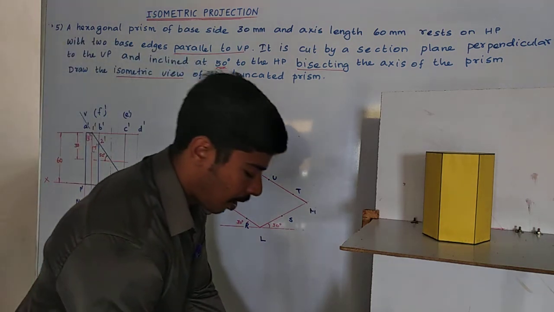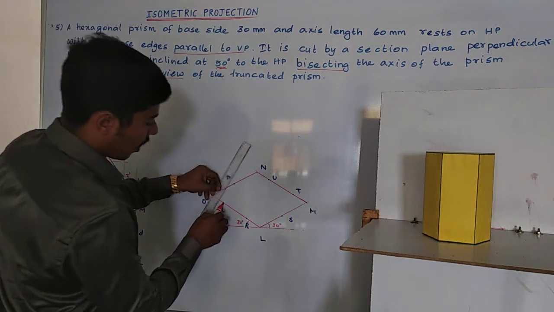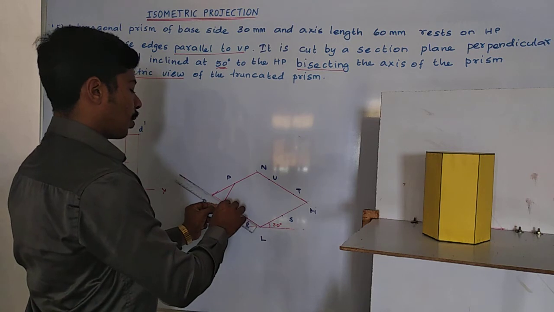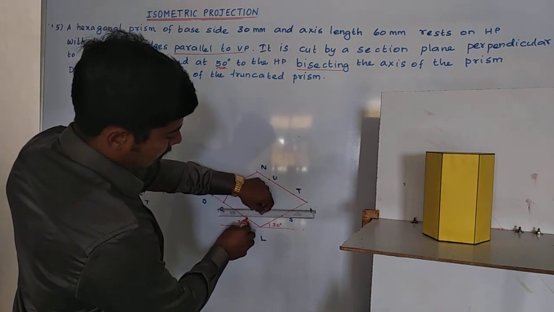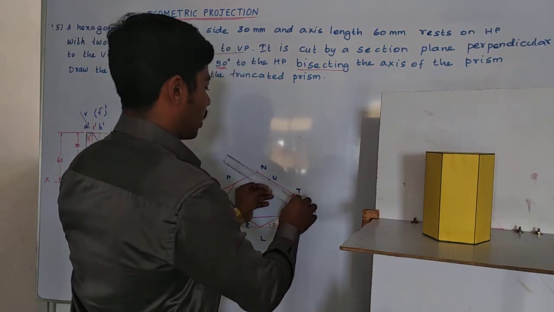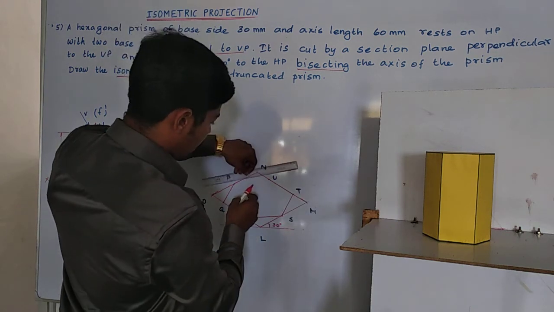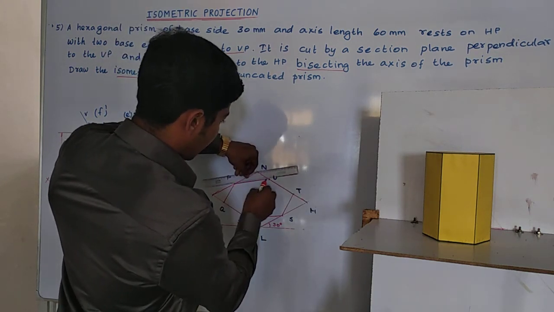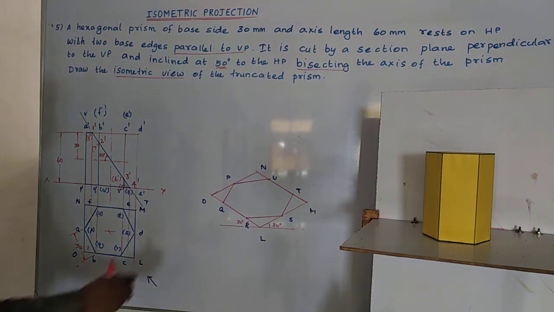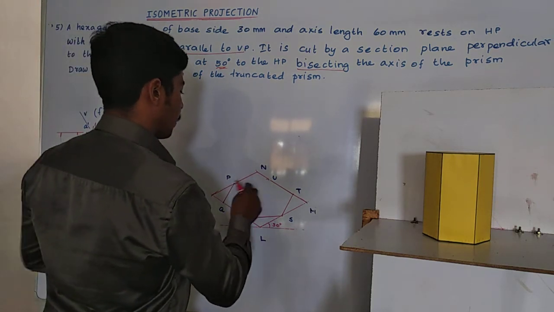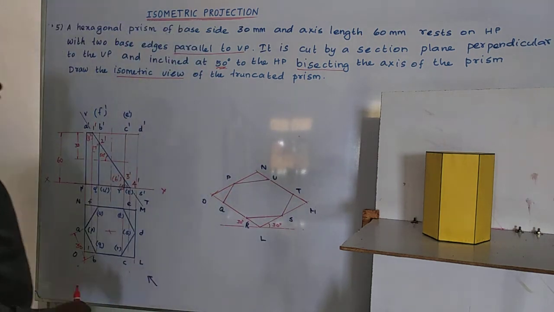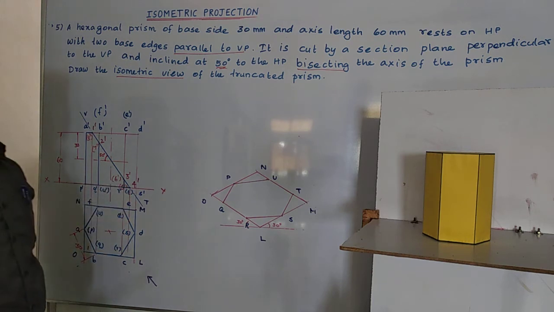So we got the bottom corner points, all the corner points. I join the base edges PQ, QR, RS, ST, TU, and finally UP. So bottom base edges we completed.